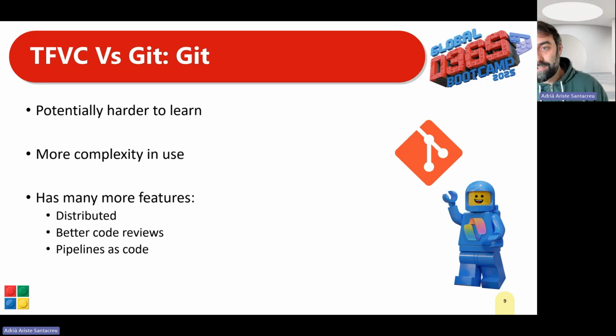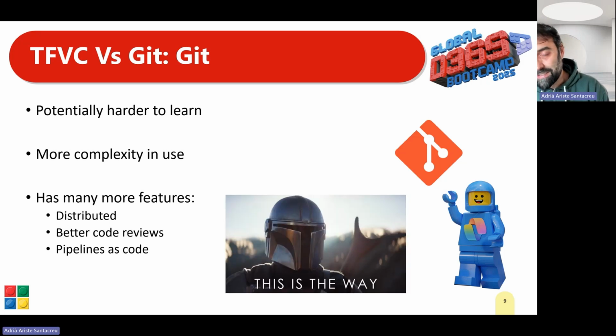And well, if you ask my opinion, even if it's harder to learn and it can have more complexity, Git is the way. And if you're starting with Dynamics, I would recommend start using Git instead of TFVC. But of course, that also depends on what your team is using. Now we will see the basic development flow.